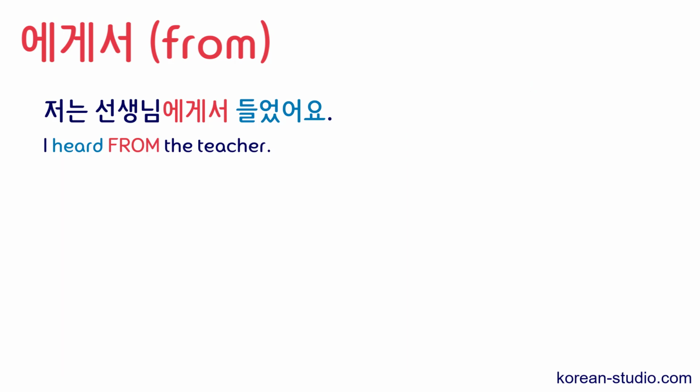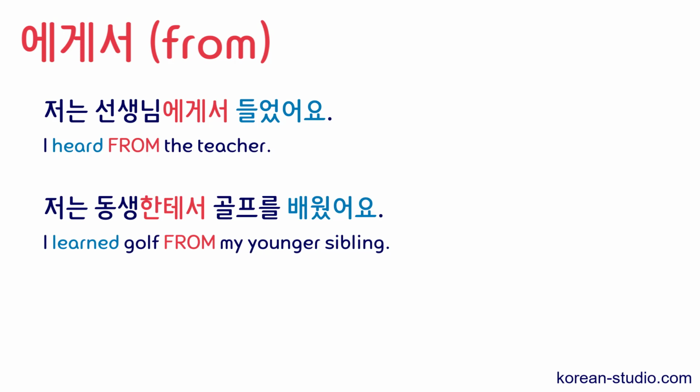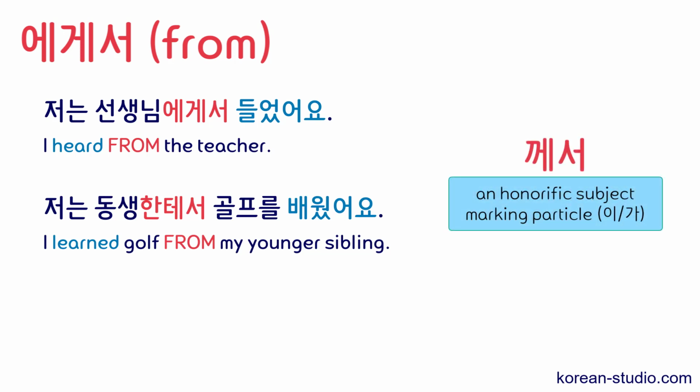We can also change 한테 to 한테서 and use it to mean from. So we can say 저는 동생한테서 골프를 배웠어요. I learned golf from my younger sibling. In this sentence, 한테서 means from, and we use it to say that I learned golf from my younger brother. Now, one thing to note is that we don't add 서 to 게 and use 게서 to mean from. 게서 is a separate particle in Korean, and we use it as an honorific form of subject particles 이 and 가. So do keep that in mind.